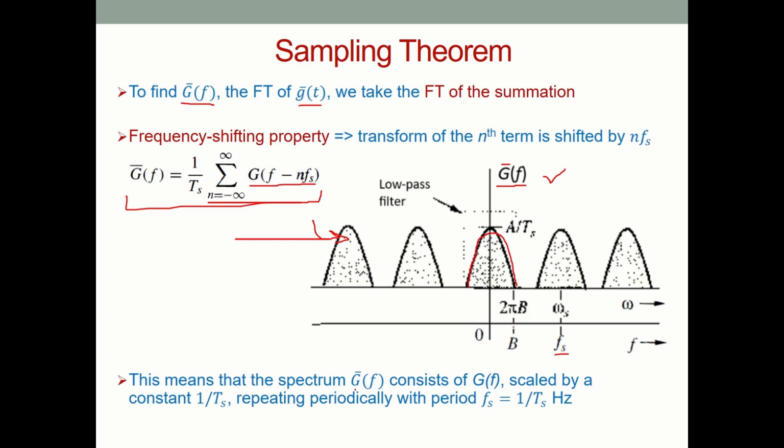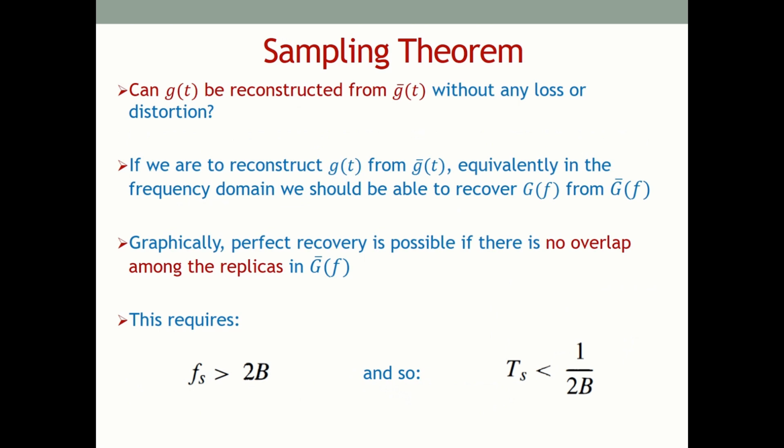So this means that the spectrum of g dash f consists of the spectrum of G(f), which was this one, scaled by a constant 1 over Ts, so there is a multiplying factor as well, repeating periodically at fs. So this is how the spectrum of g dash f looks like after the sampling.